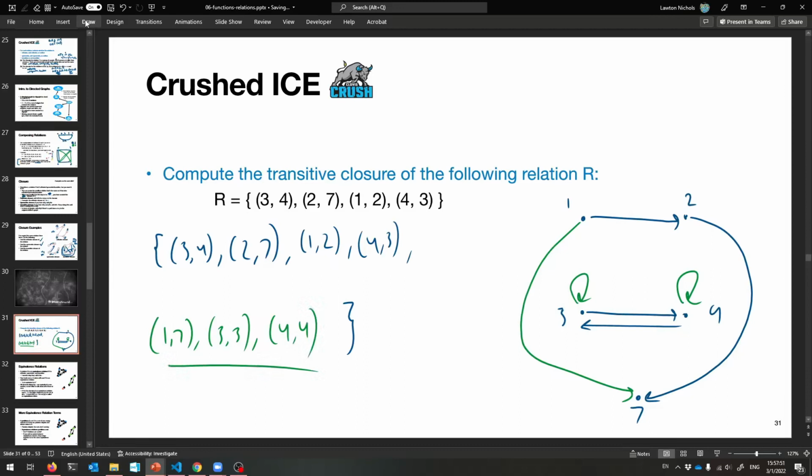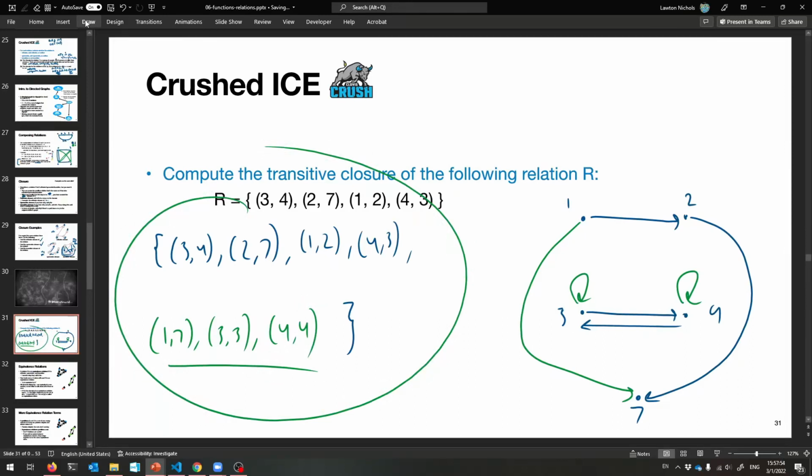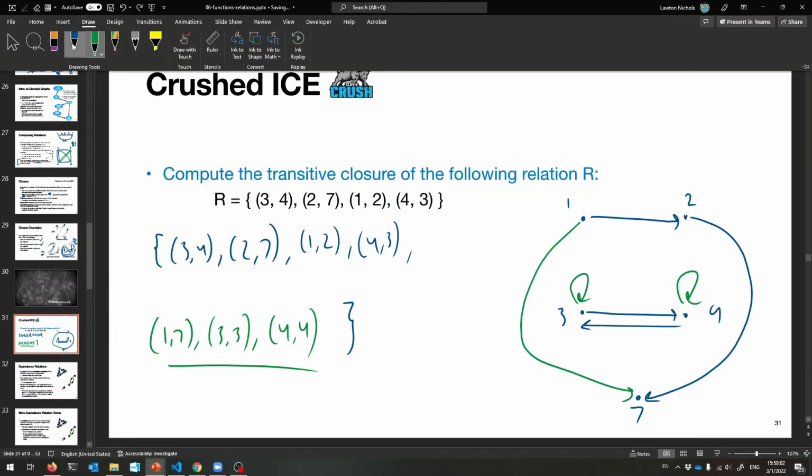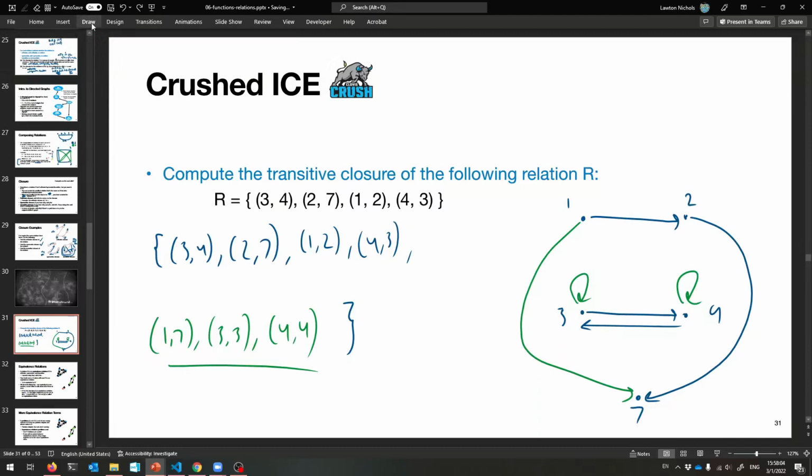Okay? So this whole thing is the transitive closure of R. It is the smallest relation containing all of these that is also transitive. Okay? So hopefully that makes enough sense. Please yell at me if it does not.